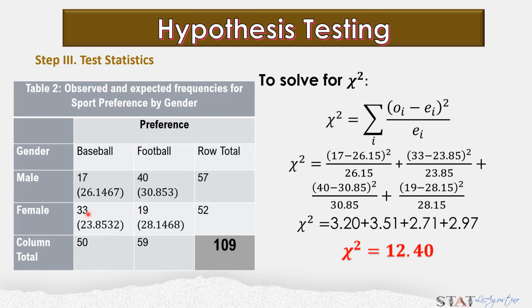This is O21. Then we have 23.85, our expected frequency, and then divide by the expected frequency, 23.85. Until we have here the 19 minus, the observed O22, and then E22, we have 19 minus 28.15 divided by 28.15. So by summing all the values, our computed value for the chi-square test, or the computed chi-square, is equal to 12.40.